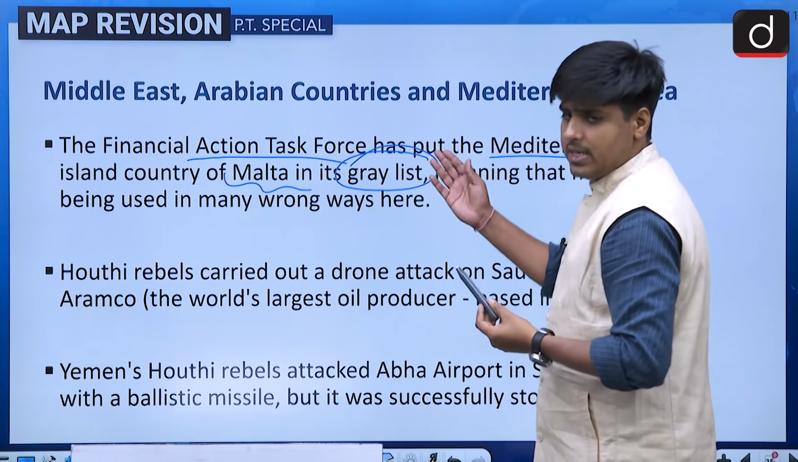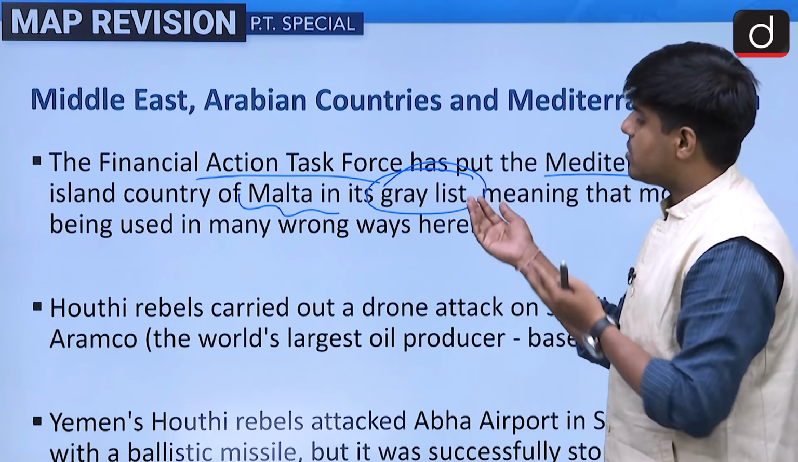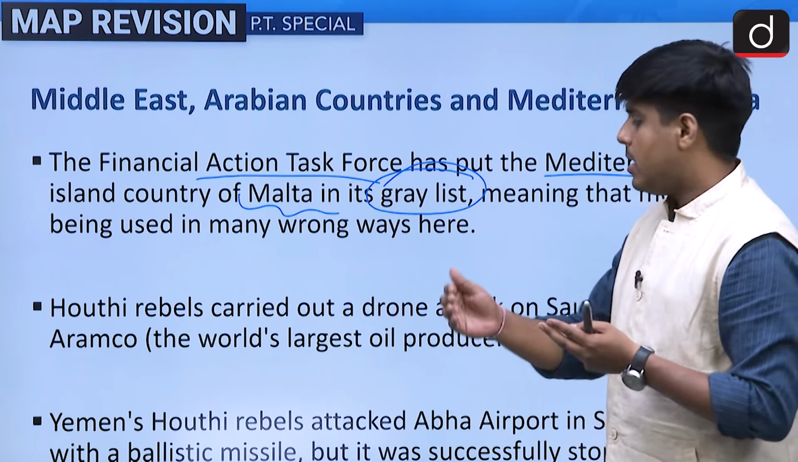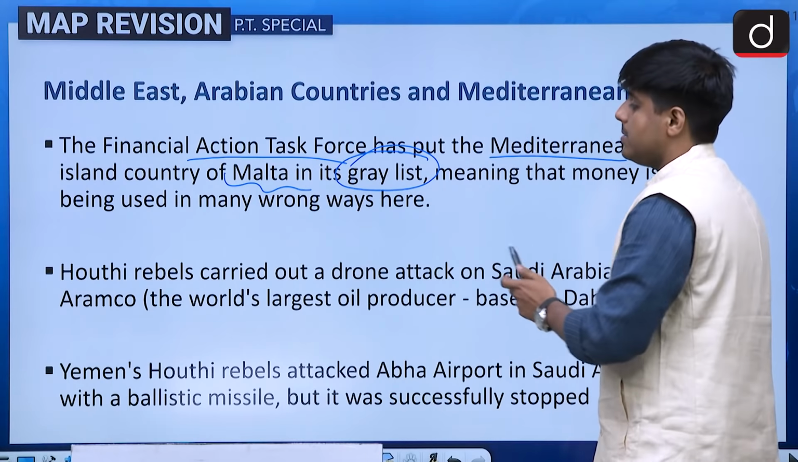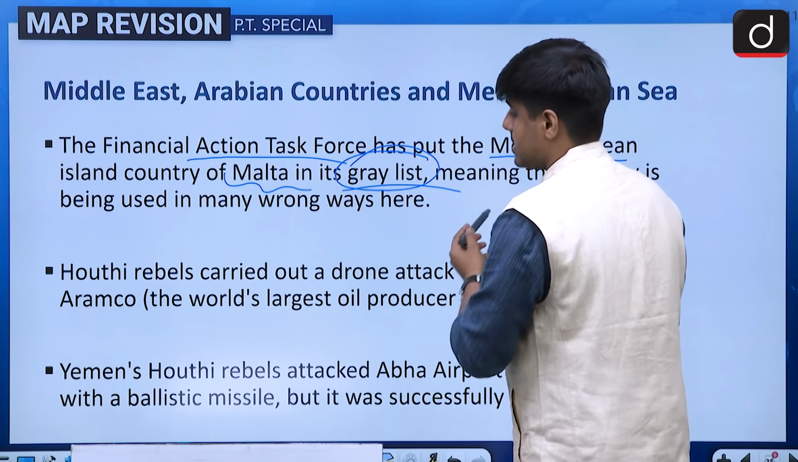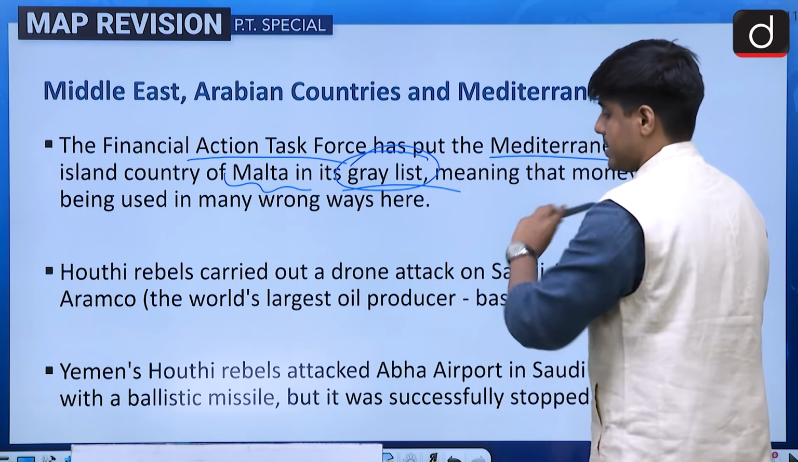We often hear of this list because the session of FATF often decides that Pakistan will continue to exist in the FATF's grey list. What does it mean? It means that some kind of money laundering or terrorist financing activities are being held here. So Malta was in the grey list recently. It is located in the Mediterranean Sea.